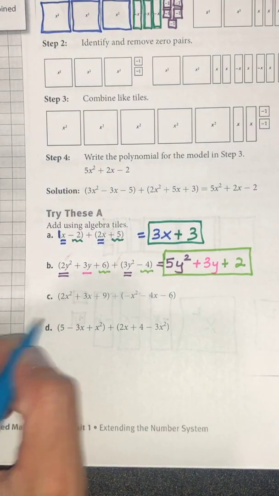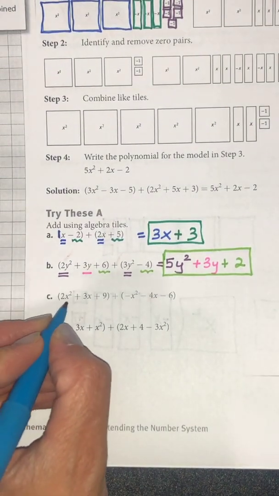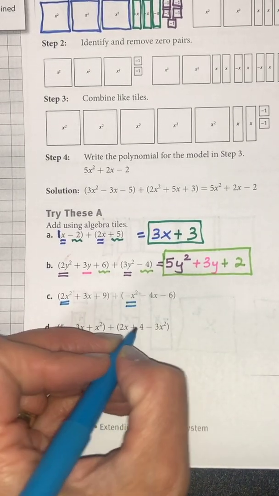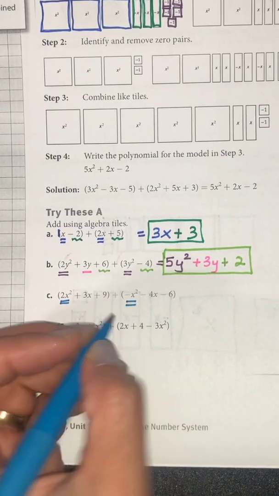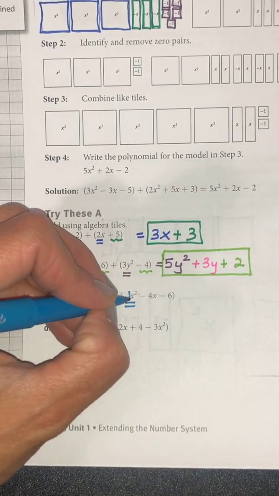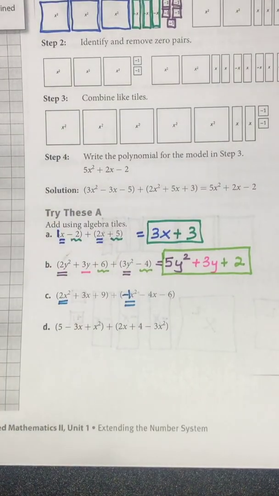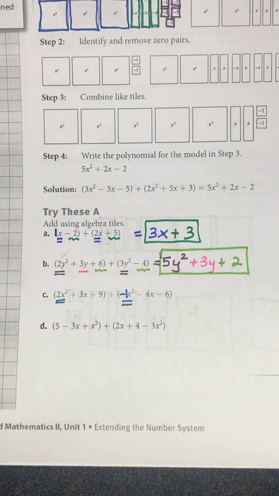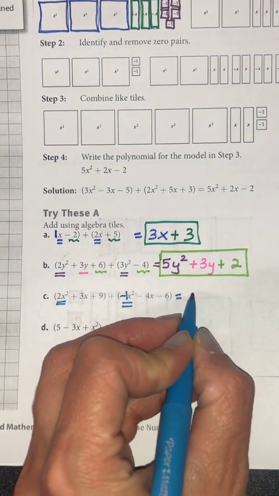All right, this one, let's see. Let's look at all the x squareds. I've got a 2x squared and a -x squared. So because there's no number, but there's a negative sign, that just means that this is a -1x squared. So 2x squared plus a -1x squared is just a 1x squared.